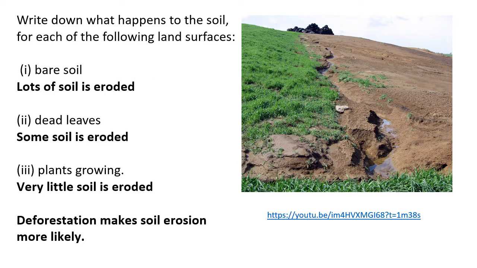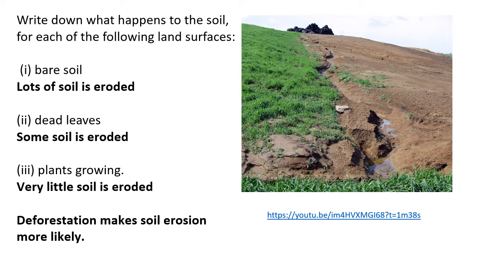So what you should have seen is that when the soil was bare, when there was just soil, lots of that soil was eroded. When there were some dead leaves, some soil was eroded, and when plants were growing on it, very little, if any, soil was eroded at all. Why? Well, as I explained in the video, it's to do with the roots holding that soil together, giving it a stronger basis to stay together and therefore not be eroded away. As you can see on the picture on the screen, where there's grass, there's limited soil erosion, but where there's bare soil, that's where this gully, this channel of water, has eroded down into it.